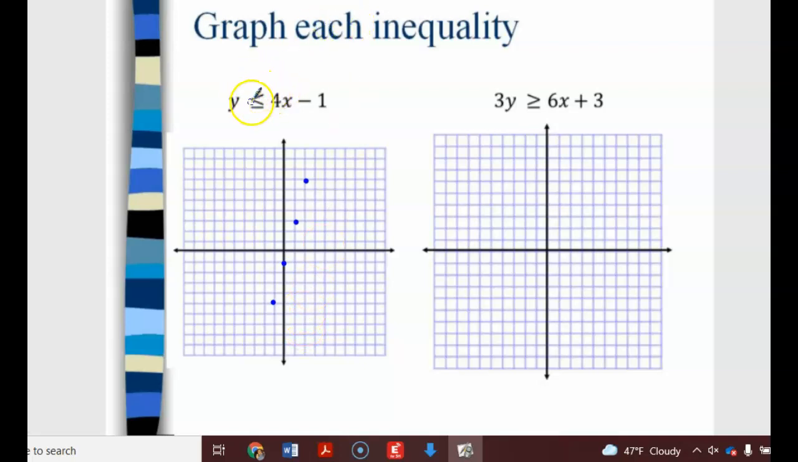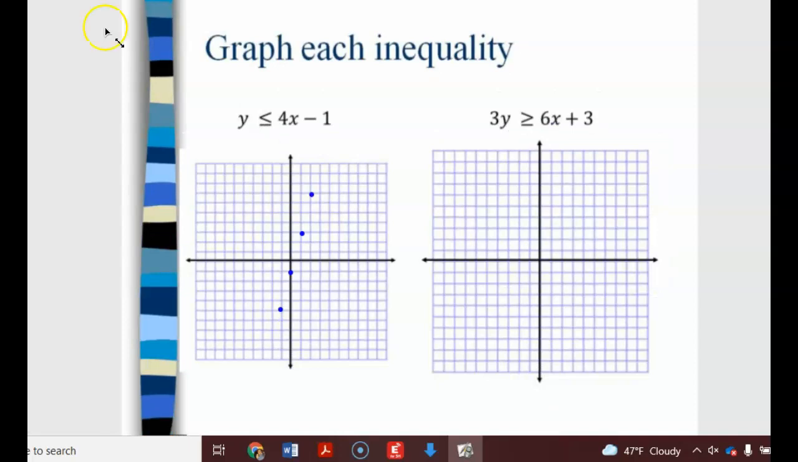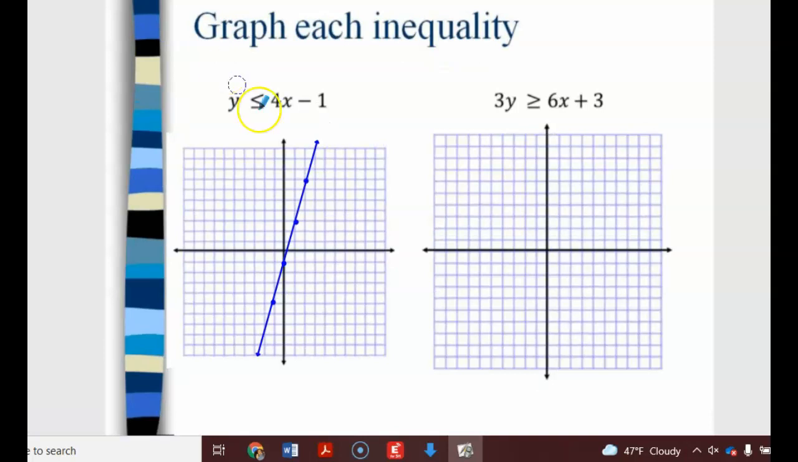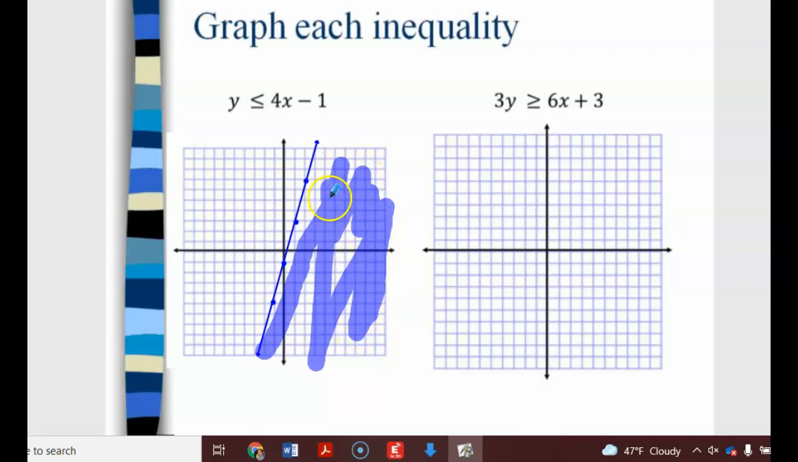This line is less than or equal to, but nonetheless, that implies that my line is solid. So I'm going to draw in a solid line connecting those points. And my y values are less than this line. So where are the y values less than? Well, the y values are less than below the line.